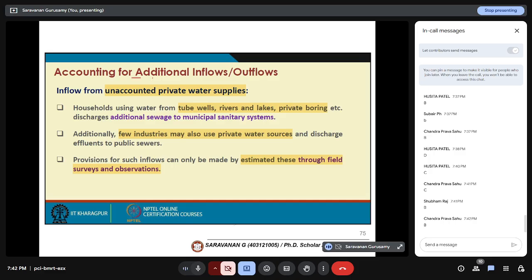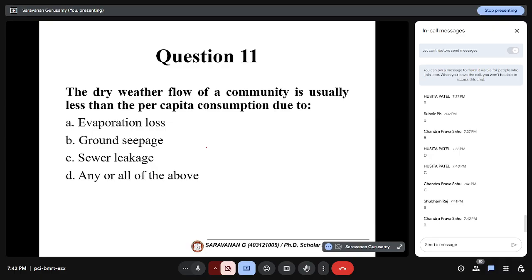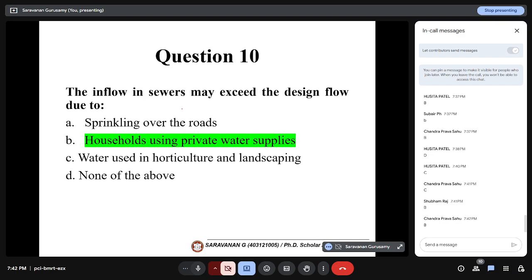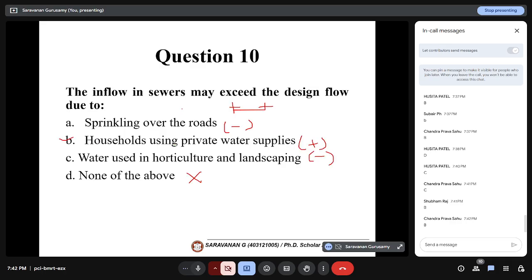So additional inflows account for unaccounted private water supply. Not only from private water supply, also from infiltration, also from institutions. So here the private water supply may increase. 11th question, the dry weather flow. Sir, for the question number 10, the sprinkling option number A, sprinkling over the roads, it may also generate the sewage, sir?